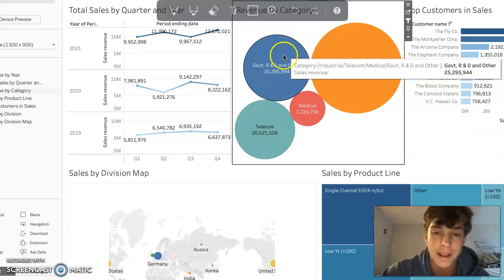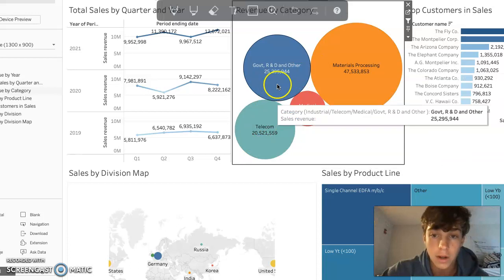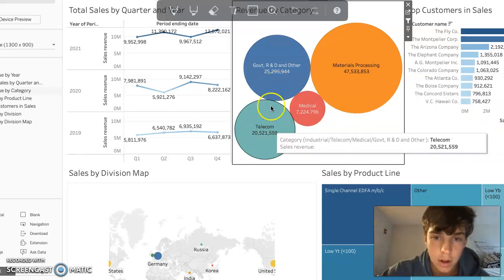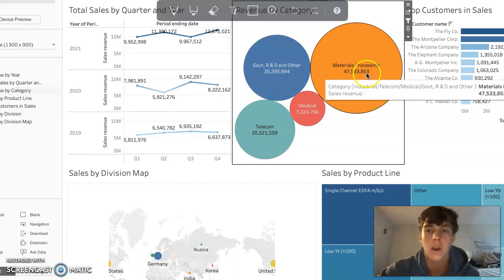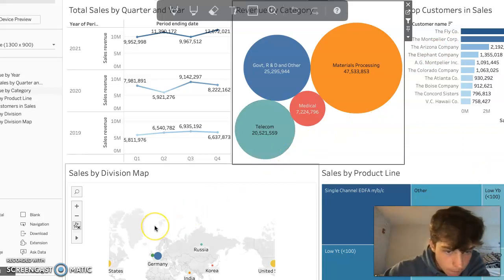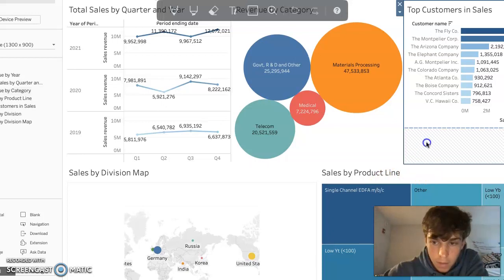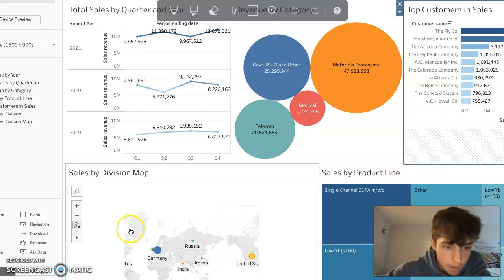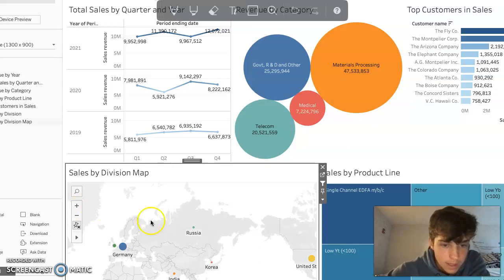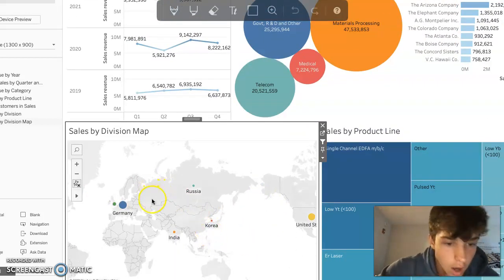The second one is the revenue by category. So right here you can see the 4 different categories that are presented, which is telecom, government, R&D, and other, medical, and materials processing. Right here is the top 10 customers and sales for cat manufacturing. And then in the bottom left here, you can see that this is a map of the world with different, where all the different revenues are generated.